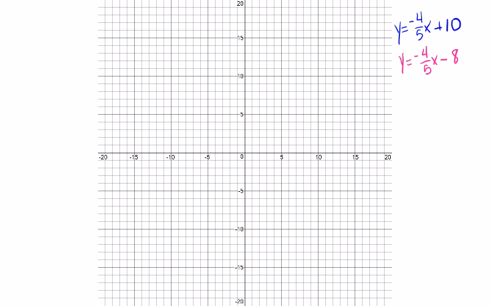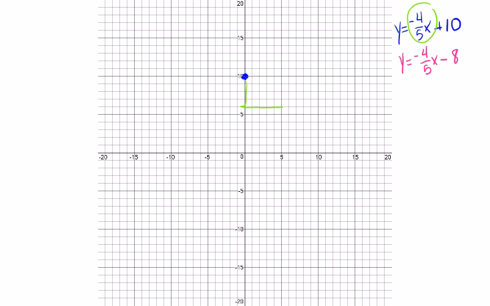So we will go to blue. We're going to go to 10, and that is our y-intercept. And then we're looking at our slope. This is our slope here, and our slope is going to be -4. So 1, 2, 3, 4. And then we run for a +5.